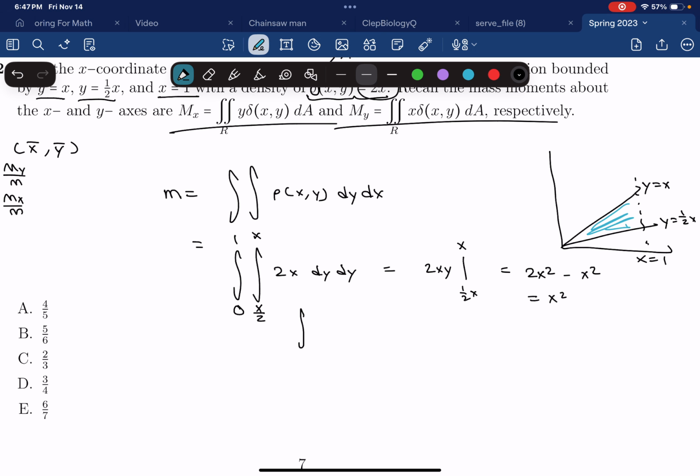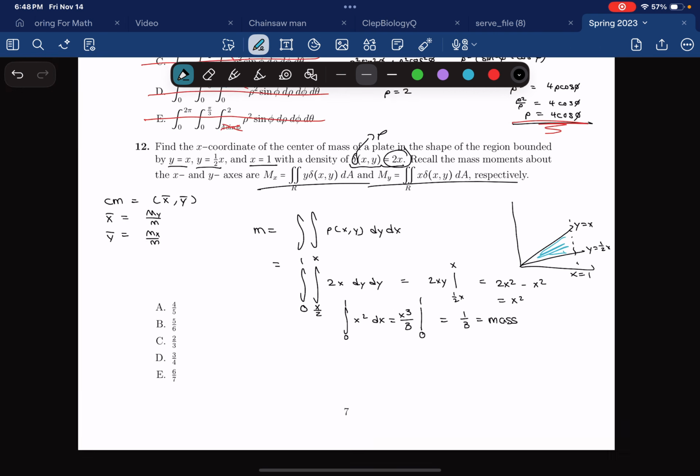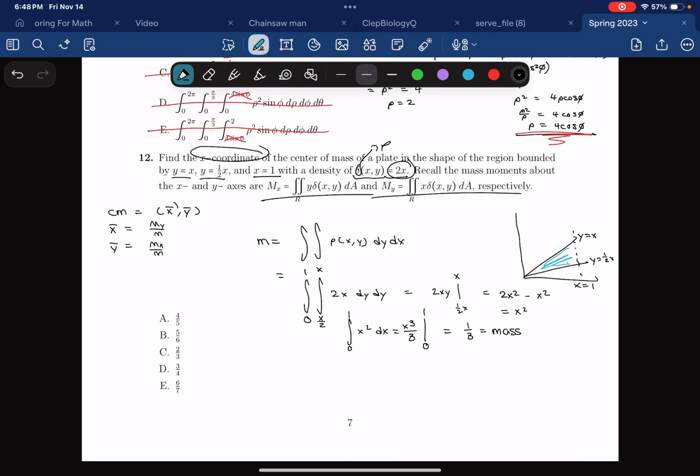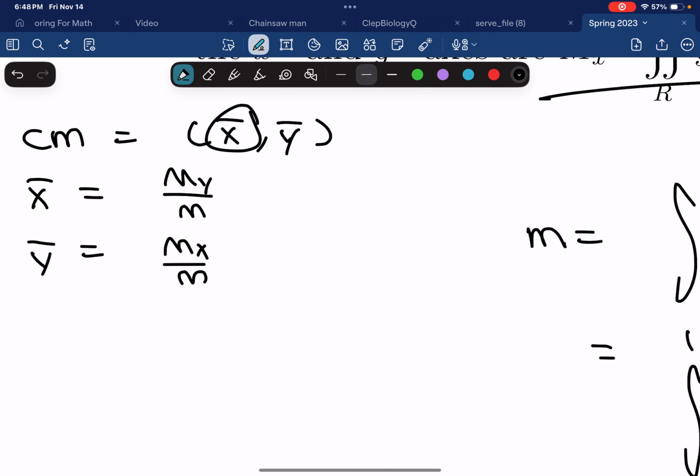And then from 0 to 1, x squared dx, will get you x cubed over 3. Why did I change my voice? From 0 to 1, which gets you 1/3, which is equal to the mass. So the mass is equal to 1/3. Now, they want us to find the x-coordinate. That's our x bar. And if we see our x bar is equal to my over m.